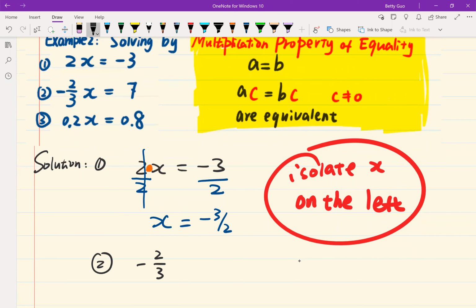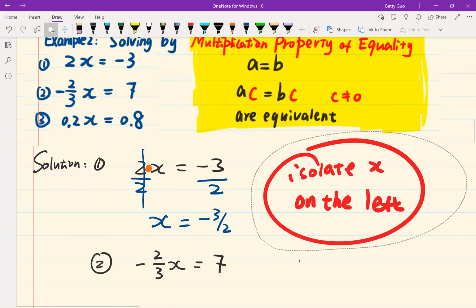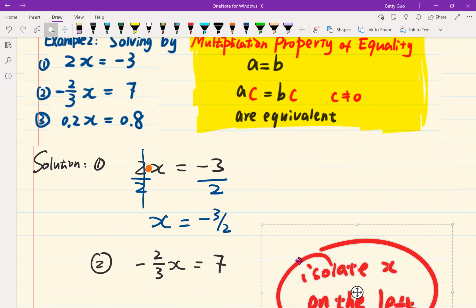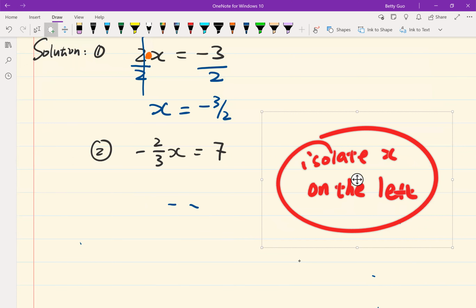Negative 2 over 3x equals 7. Okay, so we are solving this equation. Then what is the goal? What's the goal? You see, I move the bubble down. We are trying to isolate the x on the left, okay? What's on the left right now? We have a negative 2/3 x. Yeah, that's what we have on the left right now.